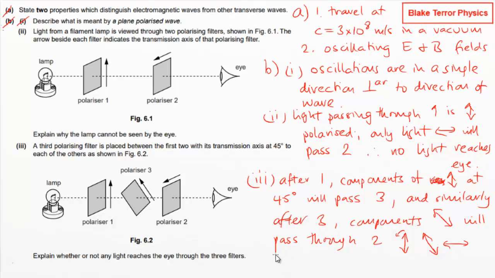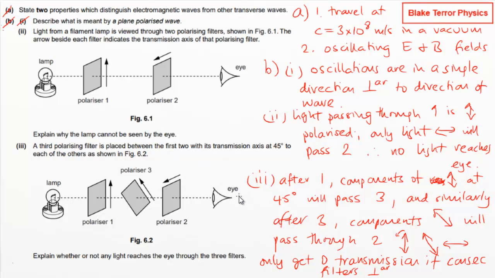It's only if you've got two consecutive filters that are perpendicular to each other that you will get no transmission. It might even be worth putting that in as a final bit: you only get 0 transmission if consecutive filters are perpendicular. I'm not going to be able to write all that in, but it's probably worth putting in as well. So you're going through step by step, but you're always getting components.